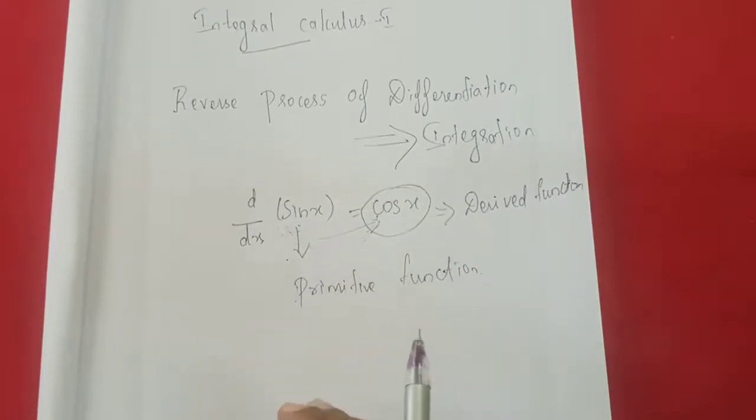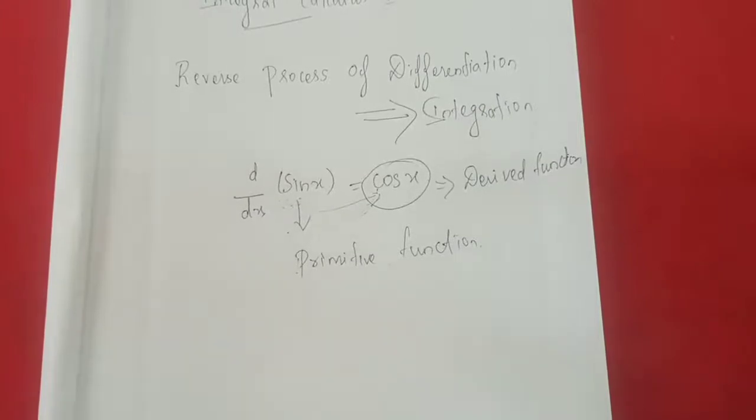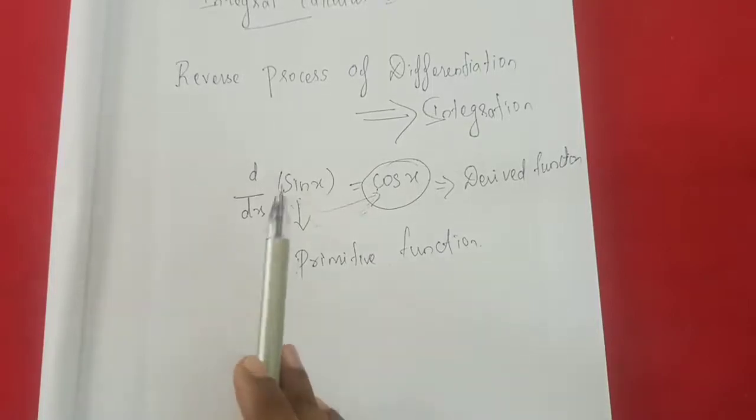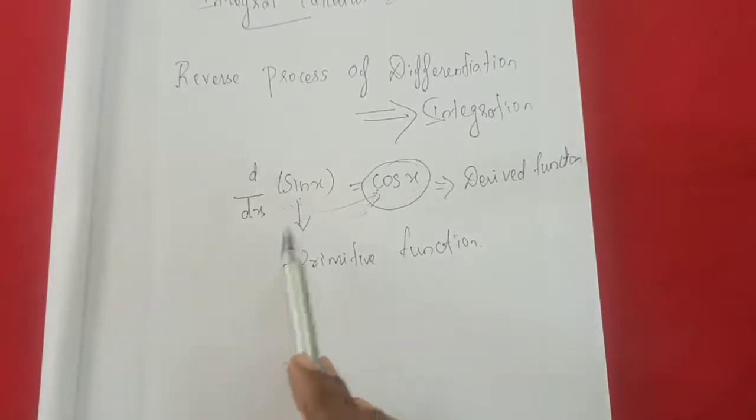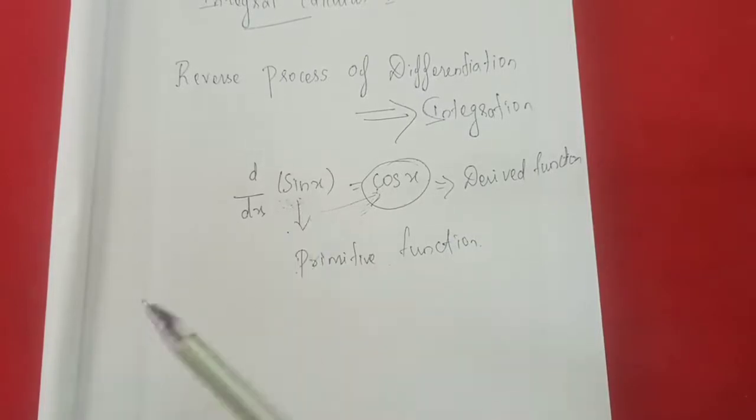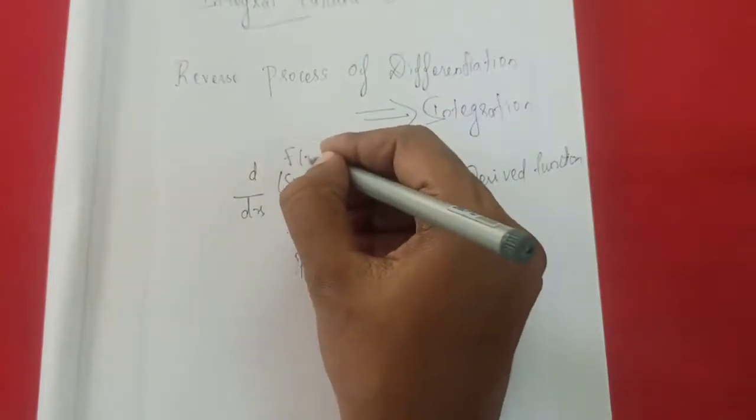Now, a function F of x is said to be a primitive function of the derived function f of x if d by dx of F of x is equal to f of x. That means the function capital F of x is said to be the primitive function.